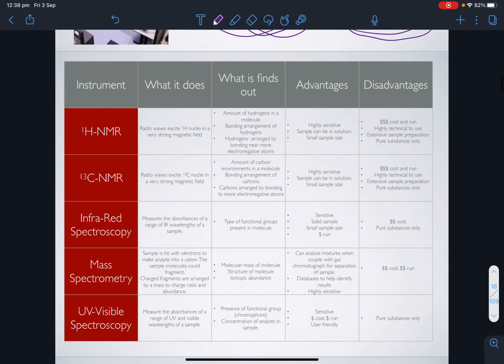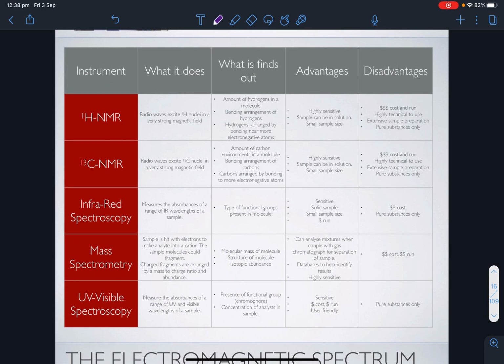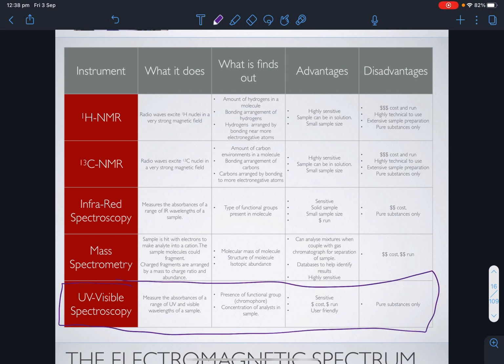Okay. Here's a chart that I put in now, but I think it'd be better to come back to this. It's a nice summary of what each of these techniques do, what it finds out about the organic structure, their advantages and disadvantages, okay? And down here we've got UV vis spectroscopy. The syllabus puts the UV spectroscopy with the organics as well. We touched on it a couple of chapters ago. Yeah, so go back and look at that. So we won't go into it in this chapter.